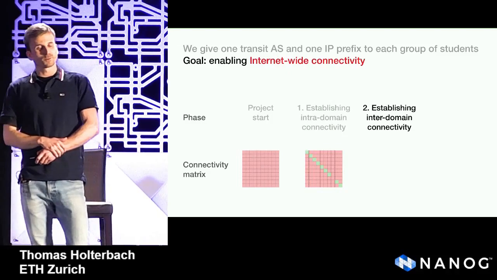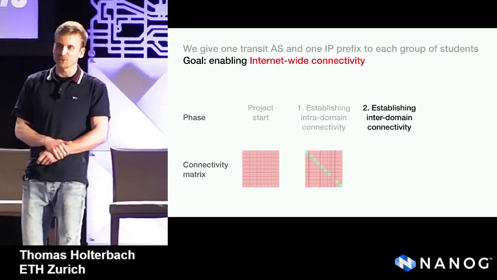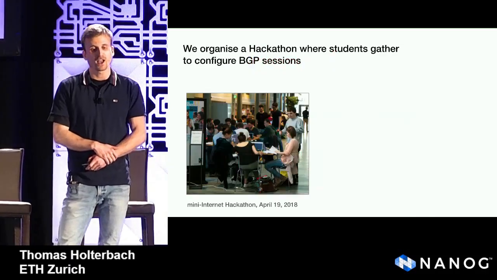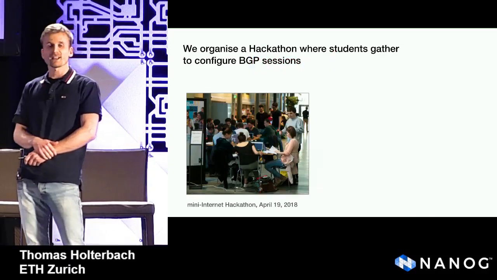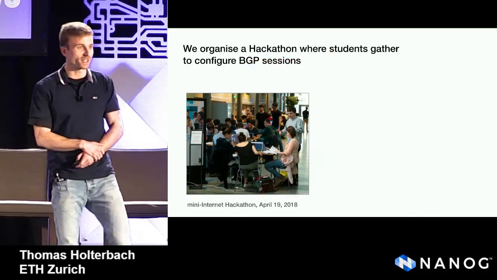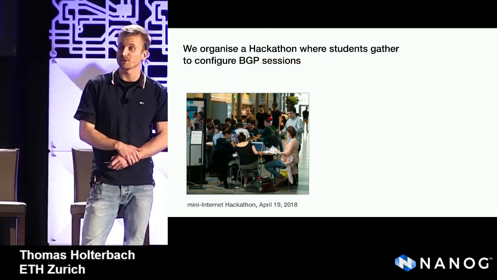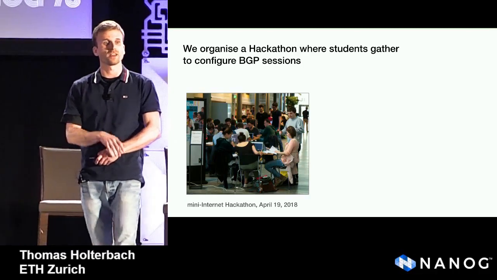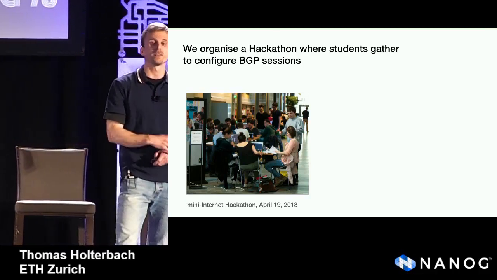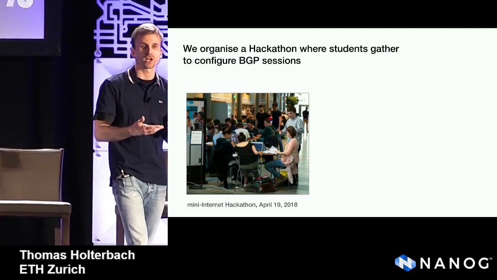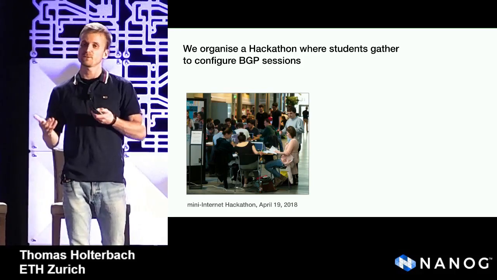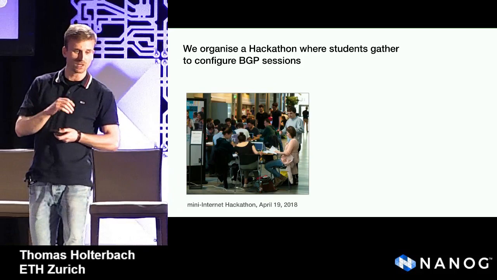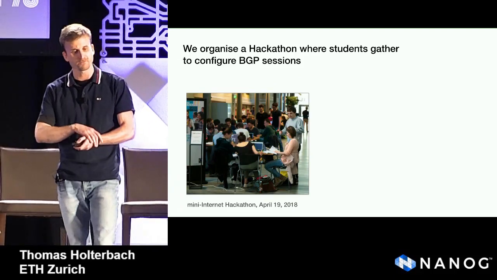So in the second phase of the project, we ask the students to configure inter-domain routing, so to establish the eBGP sessions. Here we organize a hackathon where all the students gather such that they can configure the eBGP sessions together. One group of students will talk with the neighboring groups and decide which IP addresses they want to use to configure the eBGP sessions, and they can also debug and monitor together. In general, the students really like this event.